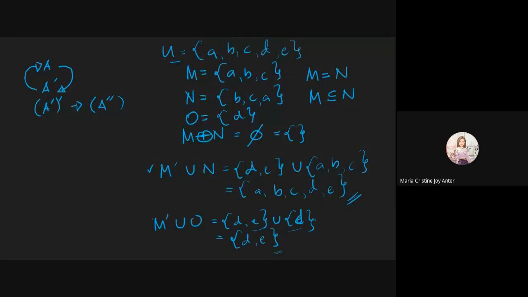Kung unsa ang elements na mo-appear or nga ma-combine o kung unsa ang elements na dili ma-appear, i-determine lang ninyo siya. Depende kung unsa ang universal set nga gi-describe. And then, kung wala na-describe ang universal set, so, you would have to determine that muna para maka-complement ta.